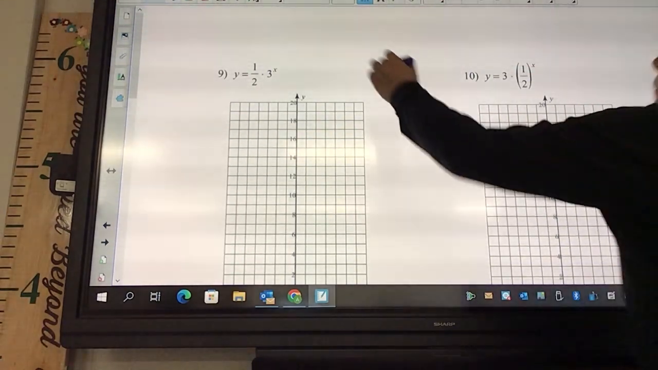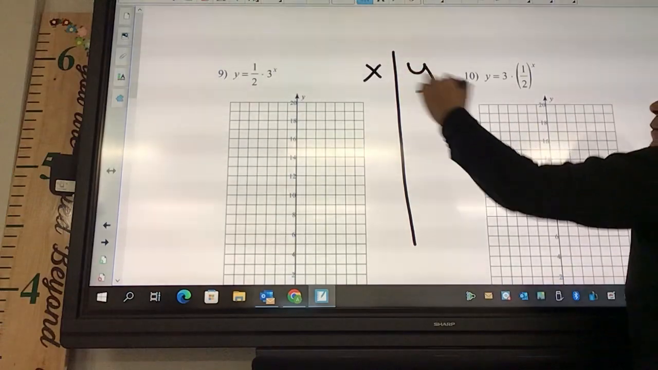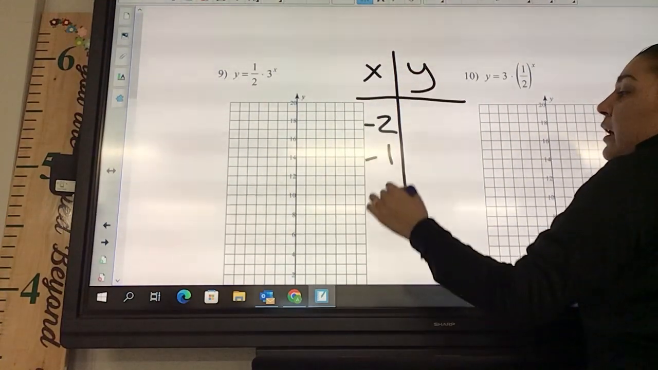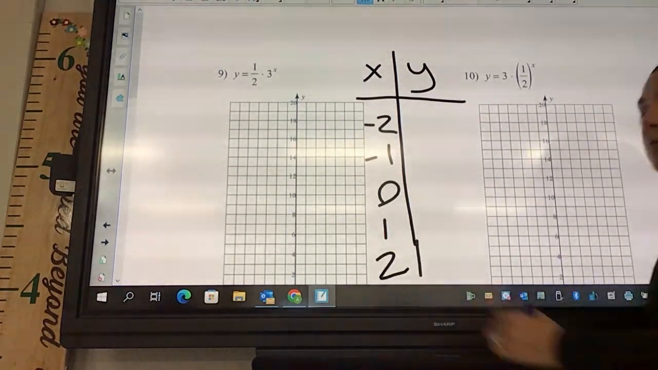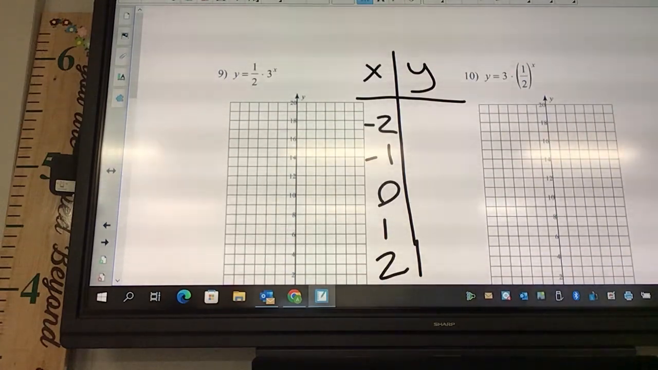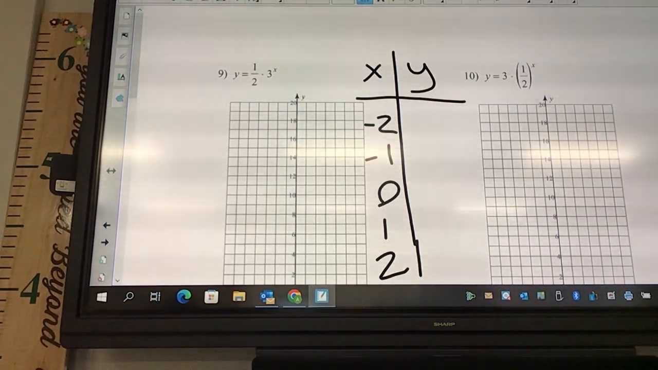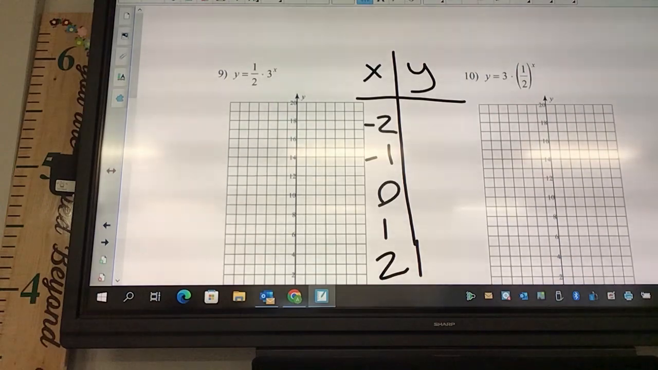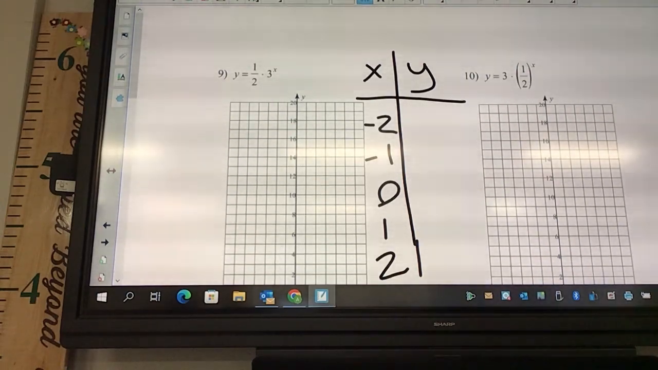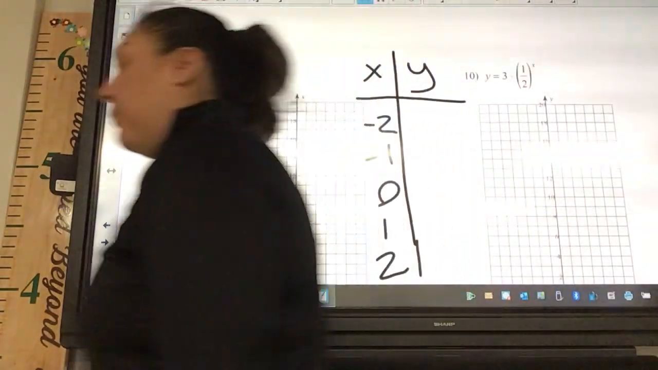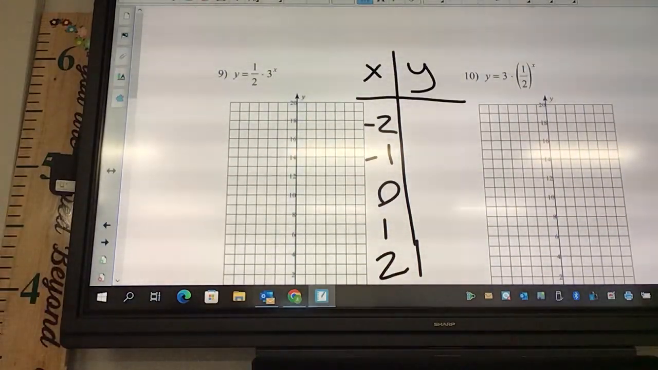Okay, number 9. I'm going to say -2, -1, 0, 1, and 2. Are we on 9? Did I skip one? Okay, and we're going to say 1/2 times 3 to the x power.